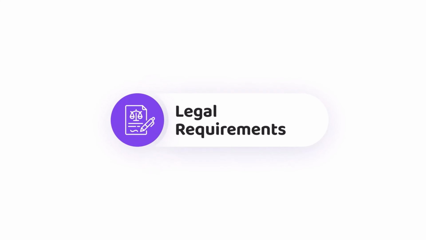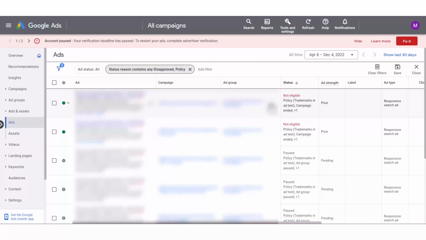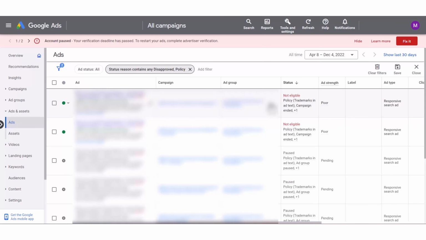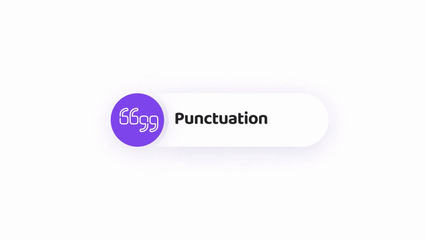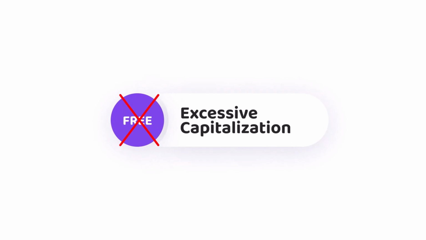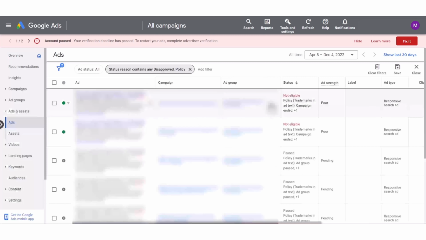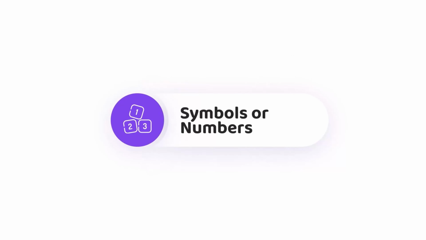The fourth category, in which Google is really sensitive, is editorial and technical problems. Now, there might be some editorial problems with your ad copy. For example, there might be a problem with your punctuation, like adding repetitive question marks at the end of your sentences, or even the use of excessive capitalization, which will not be allowed by Google. Also, you cannot use phone numbers in your ad copy because you have special extensions for that matter. Another issue could be the use of symbols or numbers inappropriately.